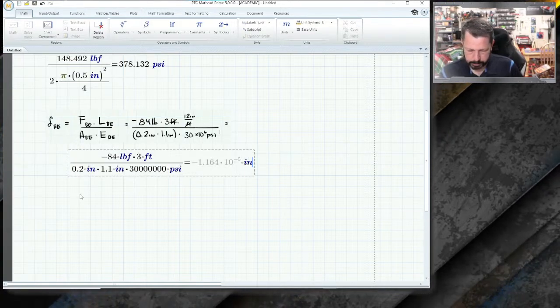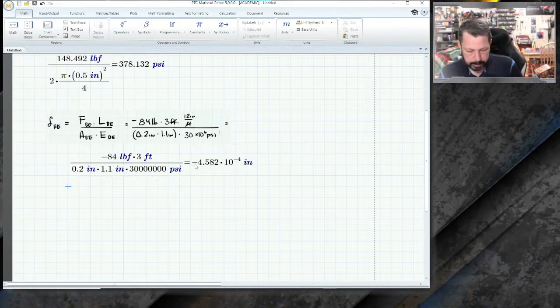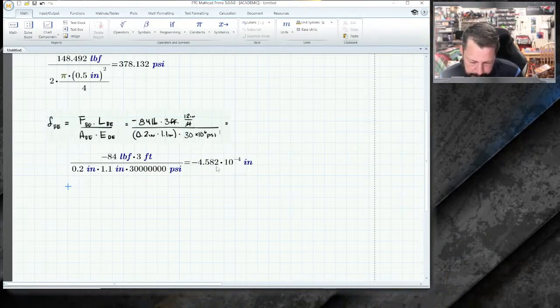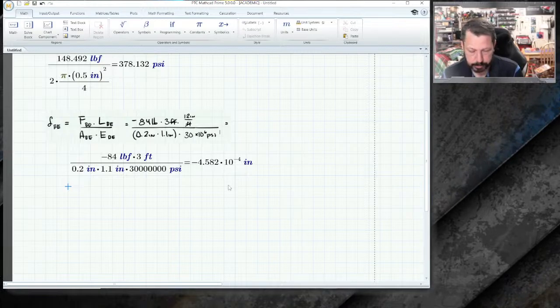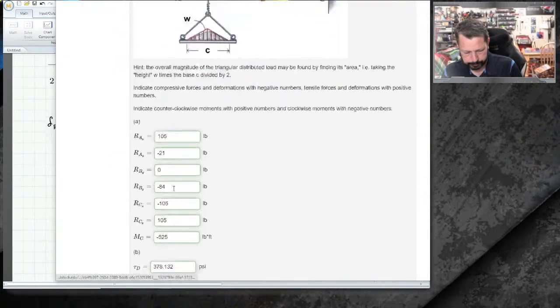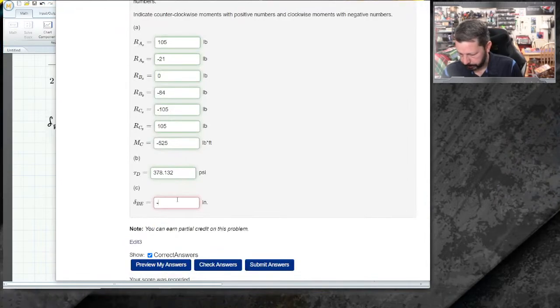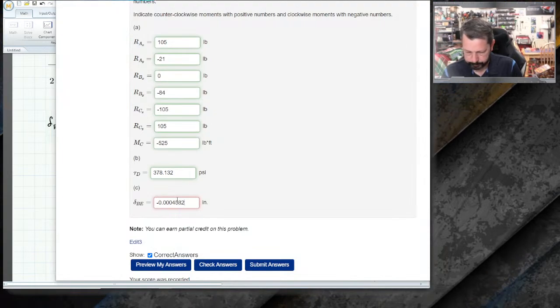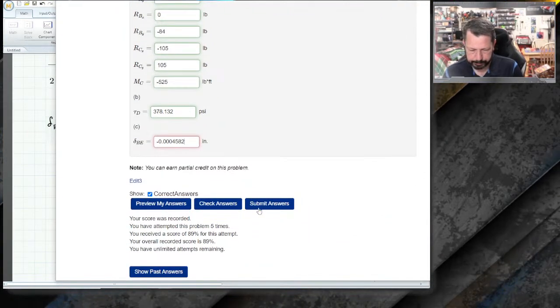And I want it in inches, I'm sure. Negative, because it's getting compressed, 0.4582 times 10 to the negative fourth. So 3 zeros and a 4. Negative 0.1234582. That's really small, but let's see.